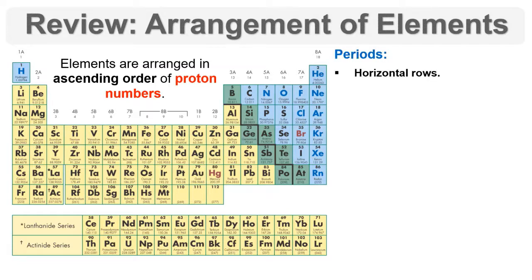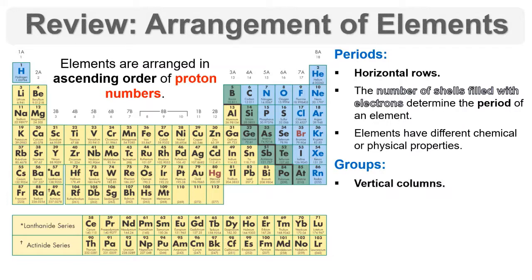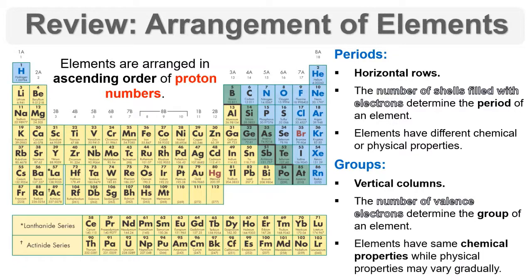Periods are horizontal rows. The number of shells filled with electrons will determine the period of an element. Elements of the same period have different chemical or physical properties. Groups are vertical columns. The number of valence electrons determines the group of an element. Elements of the same group have the same chemical properties. However, reactivity and physical properties may vary gradually.